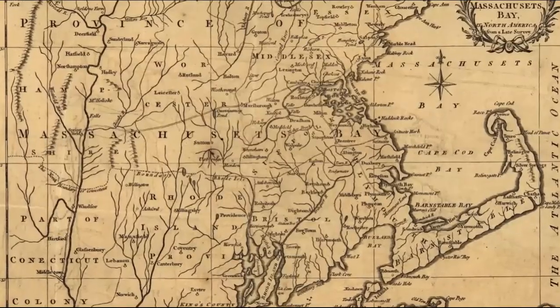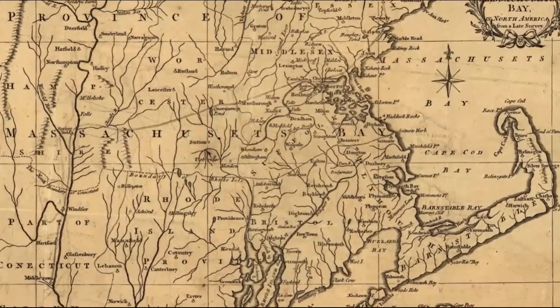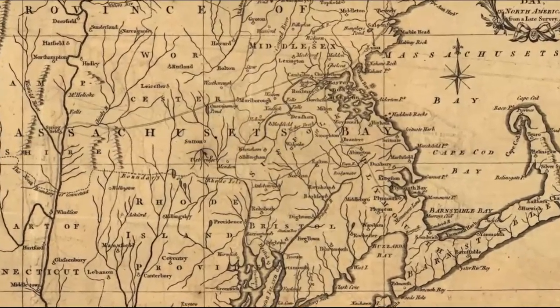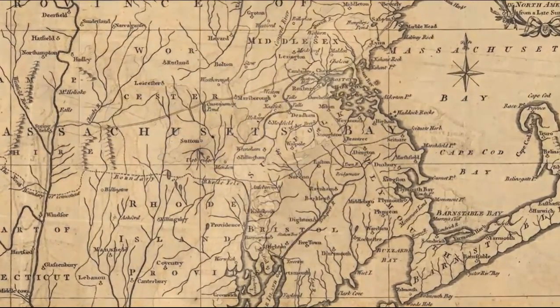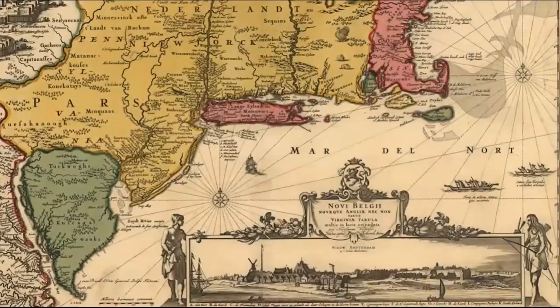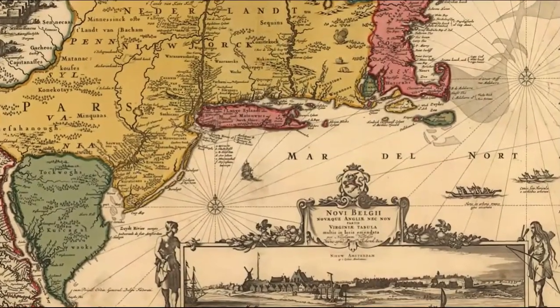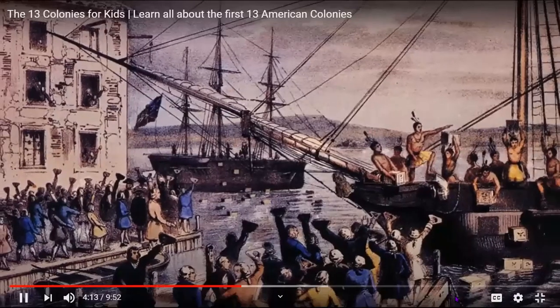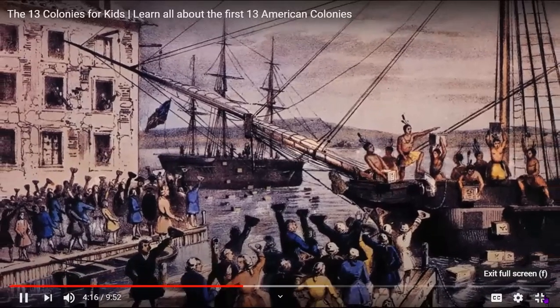In 1628, Massachusetts Bay Colony became organized as one of the 13 colonies. Maine, to the north, did not officially become an independent colony, but it was, however, part of the Massachusetts Bay Colony. Massachusetts Colony played a key role during the American Revolution with the Boston Tea Party.